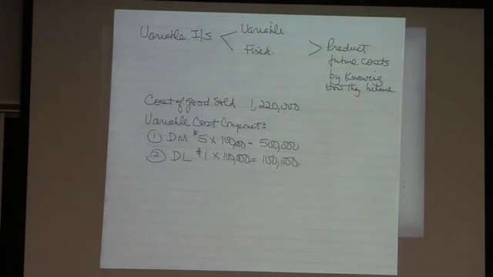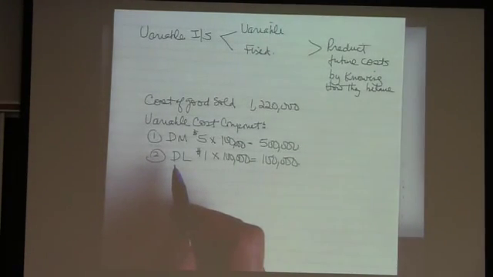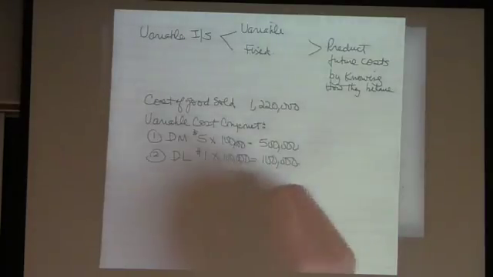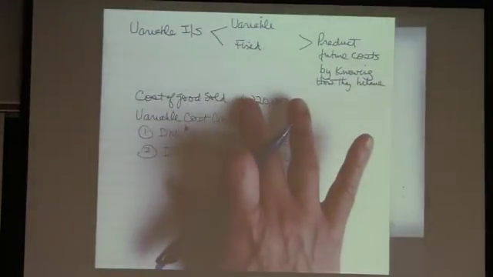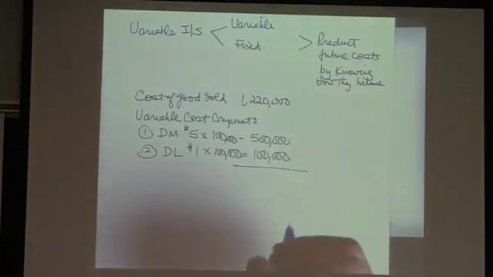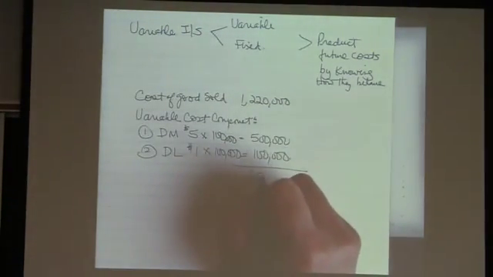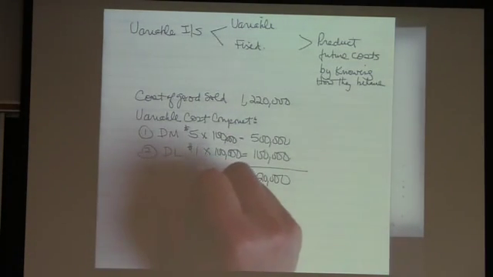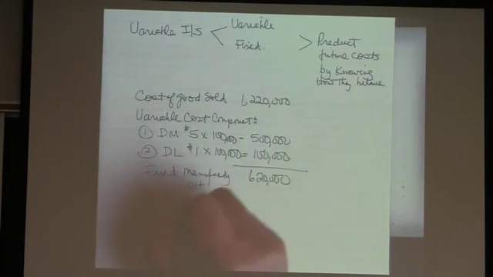Okay? And then we're told that the rest, so it says direct material, direct labor, and we're told that all other manufacturing costs are fixed. Okay, so all other manufacturing costs are fixed. This is 600 from the 1.2. That gives us 620,000. This must be the fixed manufacturing overhead. I'm going to call that FMOH, probably for short.